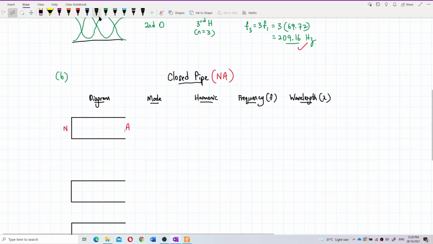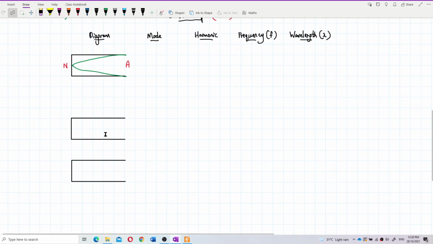So how to draw the diagram? The first one is the most important. Draw the first one. Okay, this is node to anti node. The second one, you can draw also or not, but I'll just show you how it is drawn. It is always node to anti node.